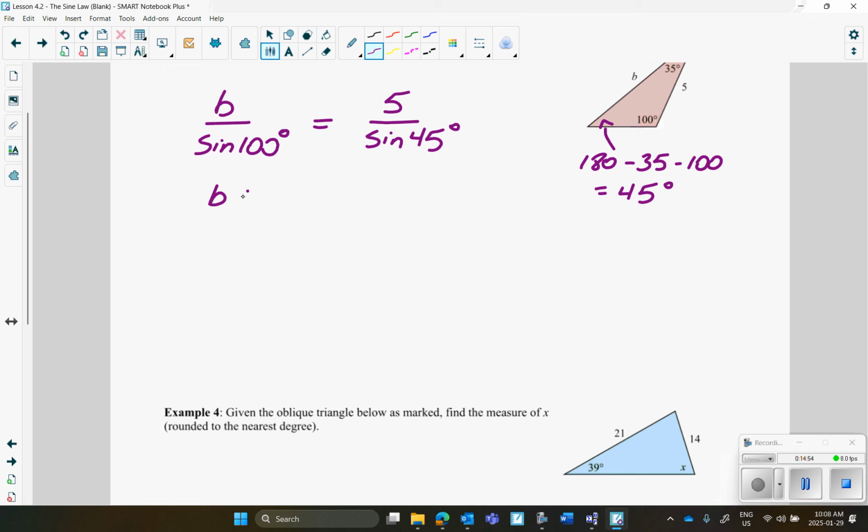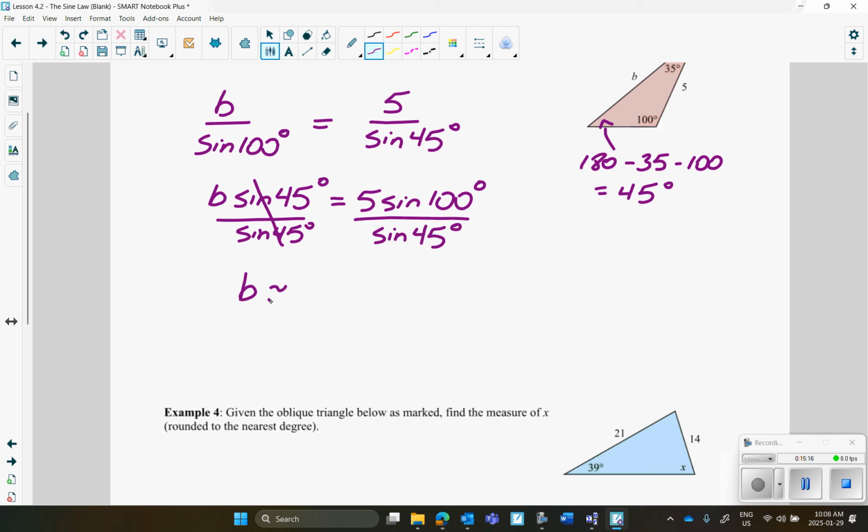So after you cross multiply, you'll get b times sine 45 degrees equals 5 times sine 100. Divide both sides by sine 45. You don't even have to write this, but you can if you want, of course. And b is going to be approximately 7. Like 7 exactly? Yes. Okay, so it's 7, unless it's to the nearest tenth. If it said nearest tenth, you'd have to put the decimal point in.